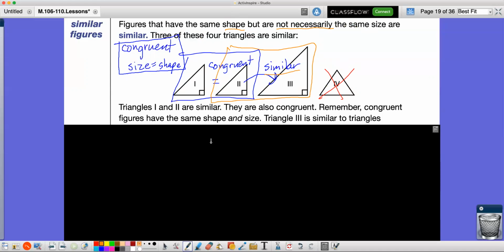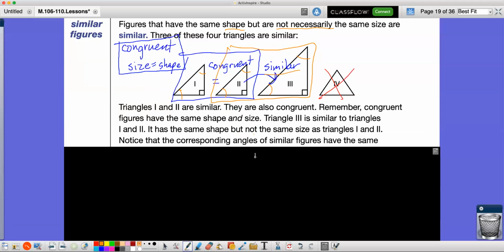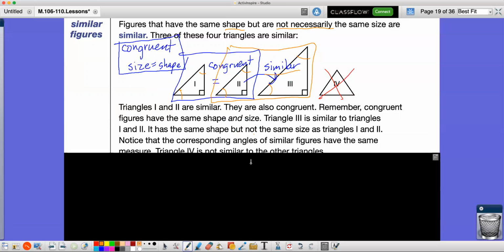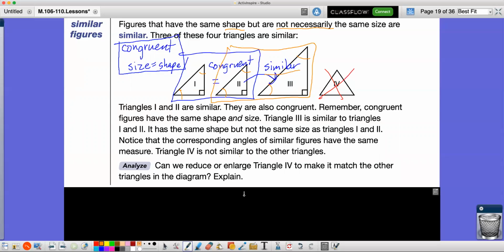Triangles 1 and 2 are similar. They're also congruent. Remember, congruent figures have the same shape and size. Triangle 3 is similar to triangles 1 and 2. It has the same shape. You can see the angles are going to be the same. All the angles will be the exact same measure, but they're not going to be the same size as triangles 1 and 2. The corresponding angles of similar figures have the same measure. Triangle 4, however, is not similar to the other triangles.